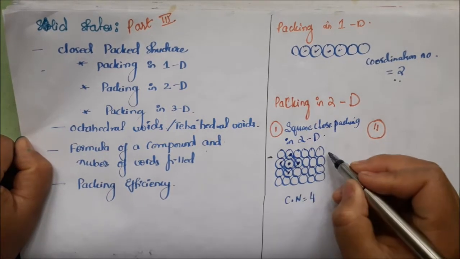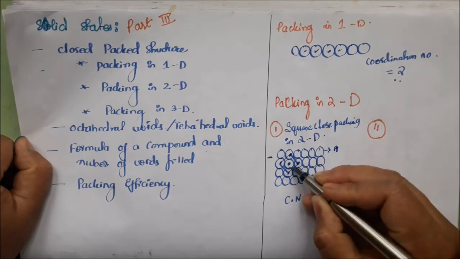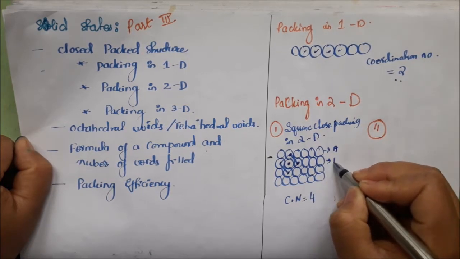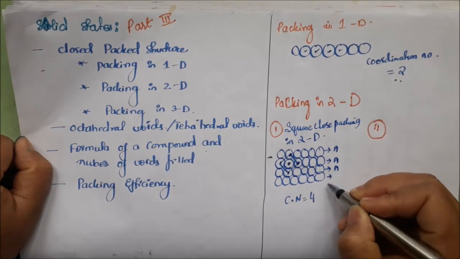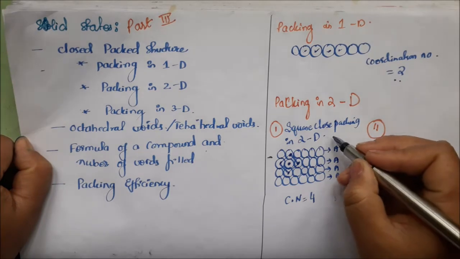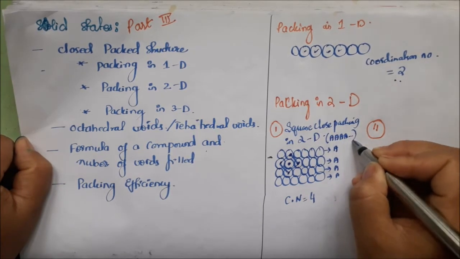Now see, this is the first row. Let this be denoted by A. The alignment of the second row is exactly the same as the first row, so again we can denote it by A. The third row is again the same as the second, and the fourth row the same as the third. So this type of packing or arrangement is also called AA type arrangement.